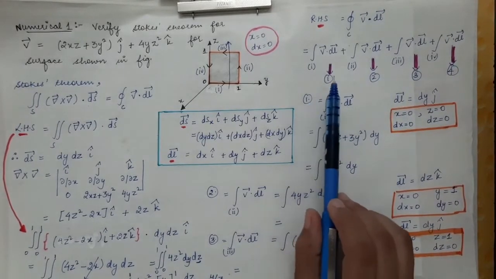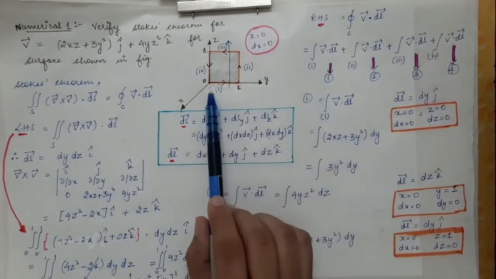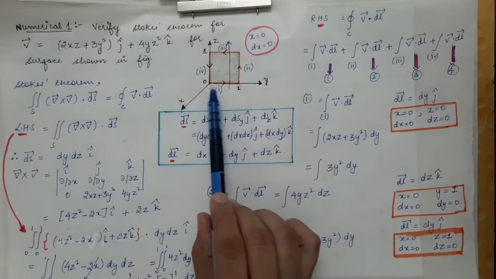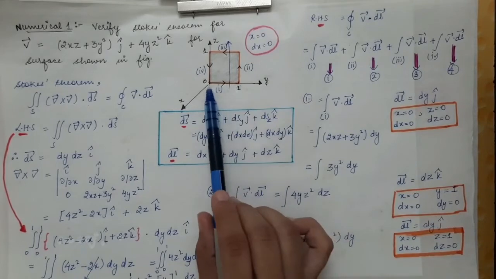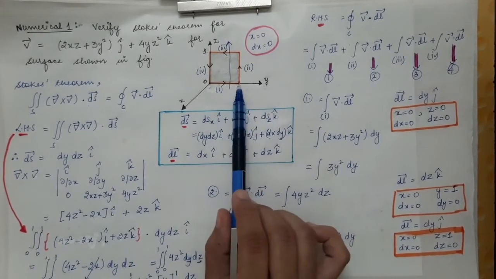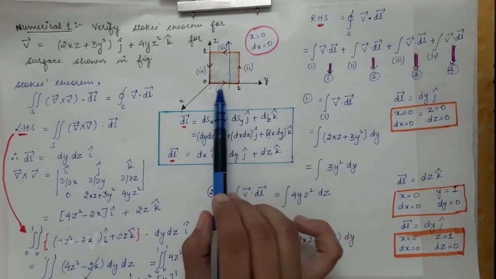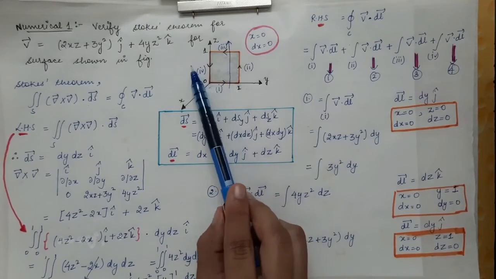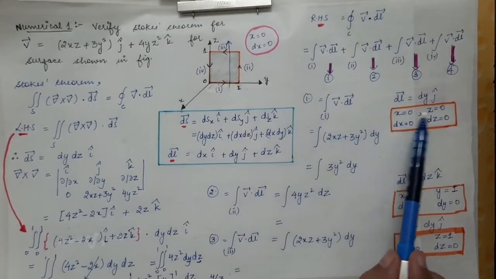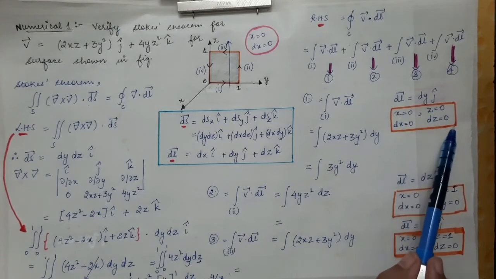First of all, we are finding the line integral of the vector field V over the first path, that is going from this point to this point. Now when you are going from this point to this point, only the y variable is changing because you are moving along the y-axis. X is equal to 0, so dx will be 0, and along this path z will also be equal to 0, so dz will also be equal to 0.